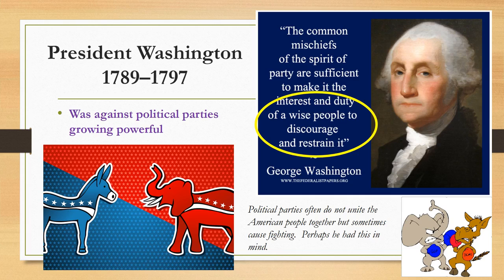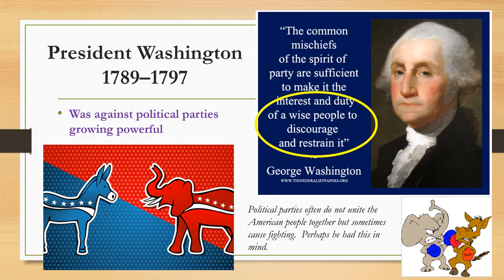President Washington was against political parties growing powerful. He knew that they existed. He could see what they could do in the future. He predicted that they could grow very powerful and could cause a lot of disunity in our country. He's known for 2 quotes.